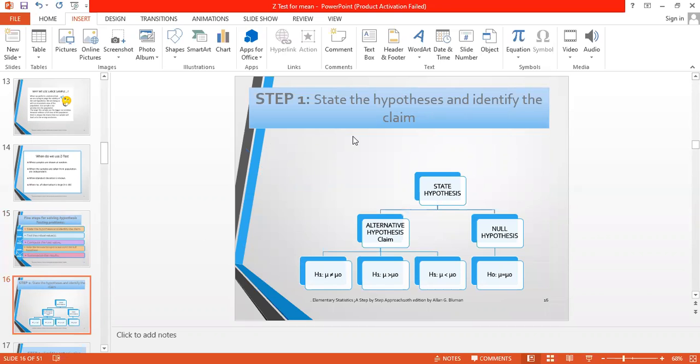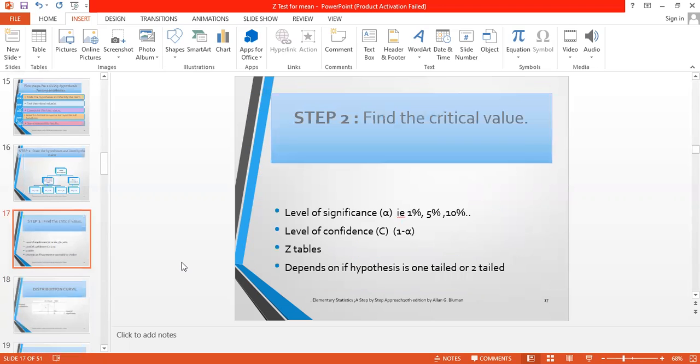This is step 1, how we state the null hypothesis and alternative hypothesis. These are the situations of the null hypothesis, and these are the situations of the alternative hypothesis. Then number 2 is the critical value. For the critical value, we use the level of significance and the level of confidence. There are mainly 3 levels of significance, 1%, 5%, and 10%.